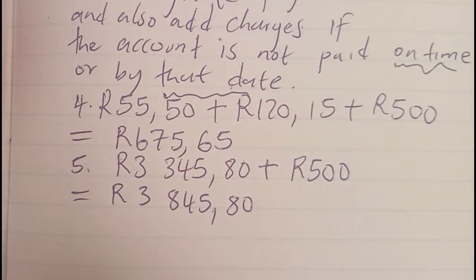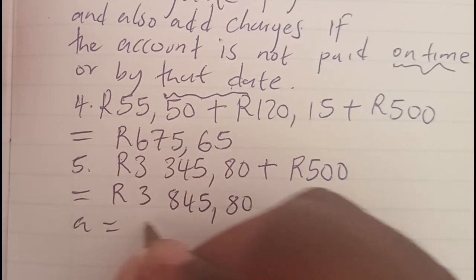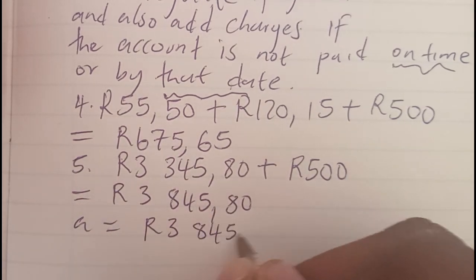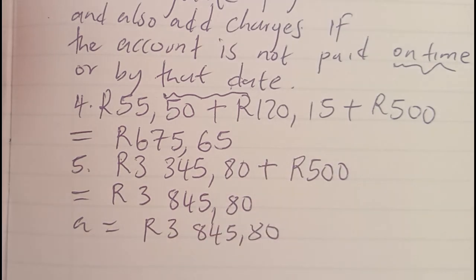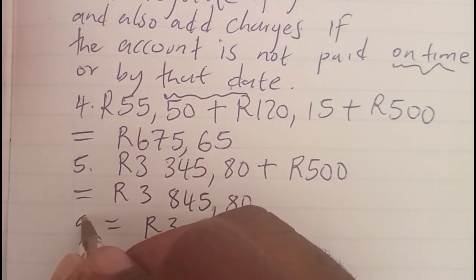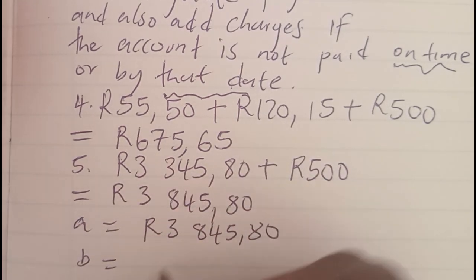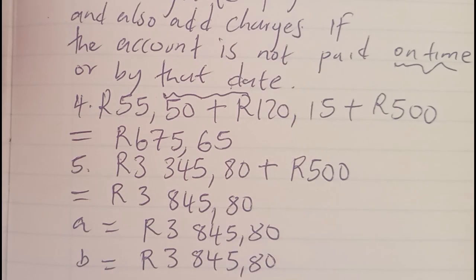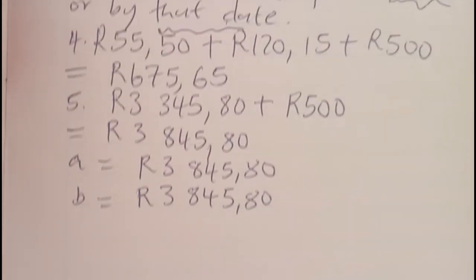So now we can conclude and say our A will be 3,845 rand 80 cent, and our B will be equal to the same amount, remember? So we just write the same amount here. Then you get your marks.